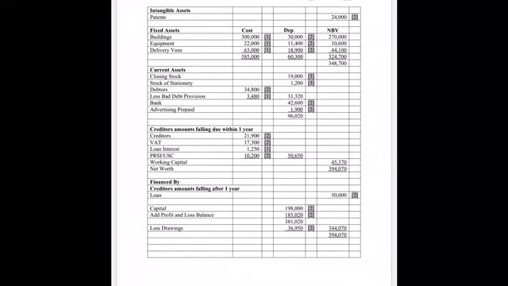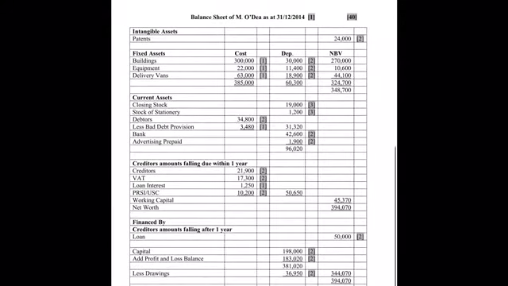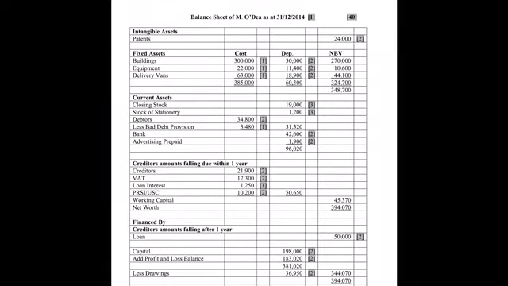So as you can see there, just under the fixed assets, the 348,700. That figure is coming from your patents, the 24,000, plus the total of the net book value of 324,700. And that's actually the reason why I do the intangible fixed assets second. It's just so it's a bit easier to get your head around using the 3 columns.